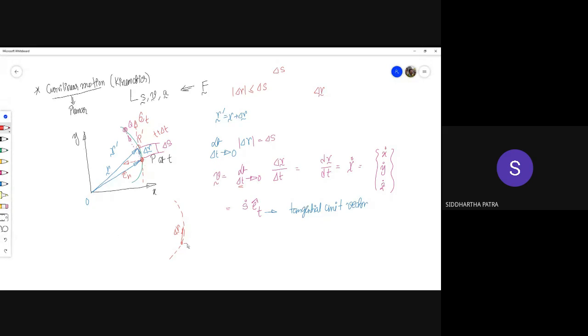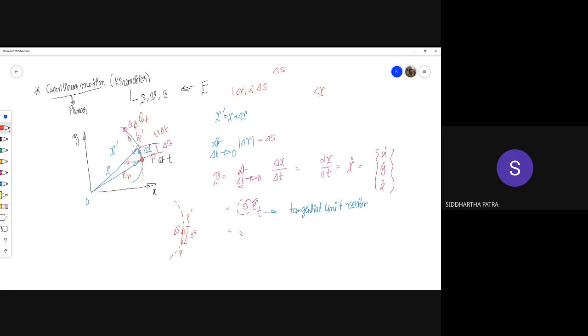Okay, so delta s is this distance between P and P prime, which is like this small arc around here. So this much is delta s, and as we discussed, that magnitude is always greater than or equal to delta r. And in the limit delta t tends to 0, they tend to one another. Okay, and therefore the speed part of the velocity is given by s dot.